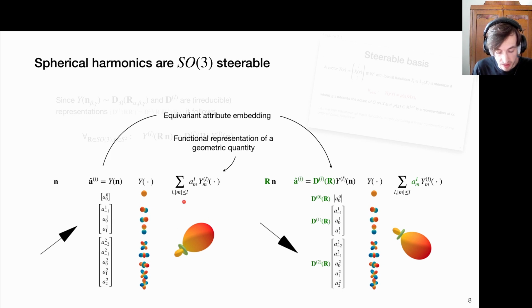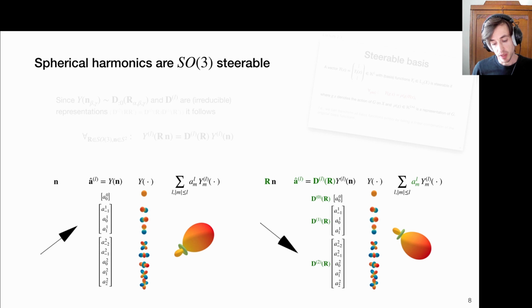So we can really think of it as a function on the sphere whose value changes with every direction. Okay, so now we talked about irreducible representations of SO(3) and steerable vector spaces, and we also talked about a steerable basis on the sphere, namely the spherical harmonics, and steerable embedding functions to compute attributes from geometric quantities that are steerable.